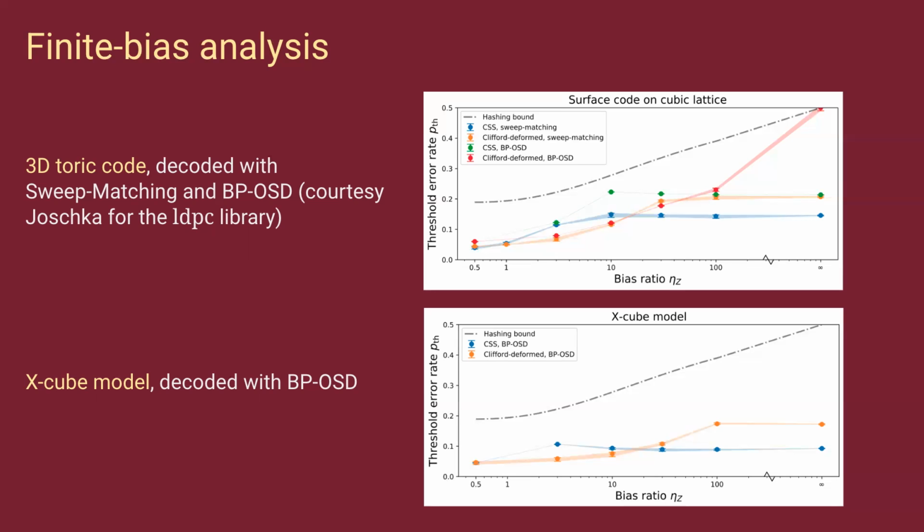But is the numerical value of the hashing bound in these codes the same? Yeah, the hashing bound depends only on the error probabilities. So the number of qubits doesn't enter. No, no, no. The type of code doesn't either. Yes, it's a function of the error probability. Yeah, exactly.